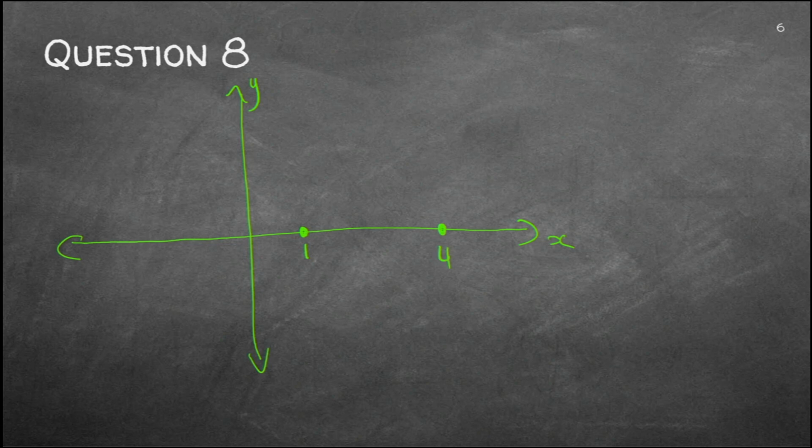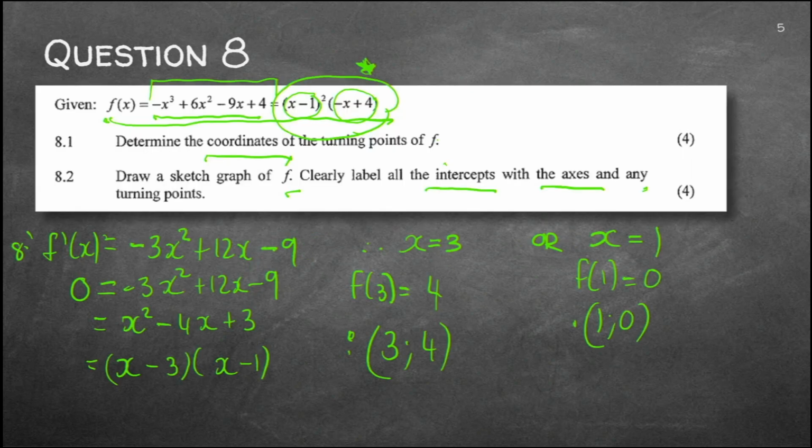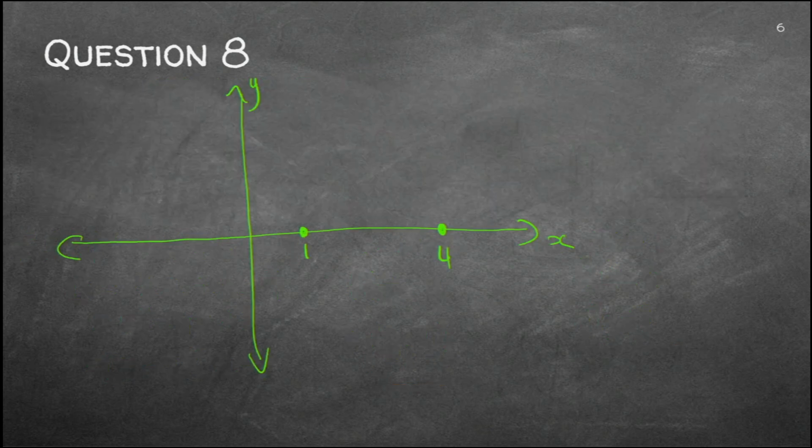Now I go back, my turning point. I already have the coordinate 1, 0. I just need 3 and 4. Let's quickly give that a go. So it's at an x value more or less of 3 and 4. So that's 3 and 4.